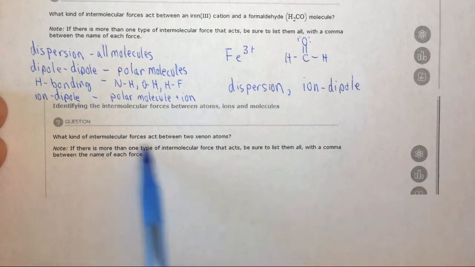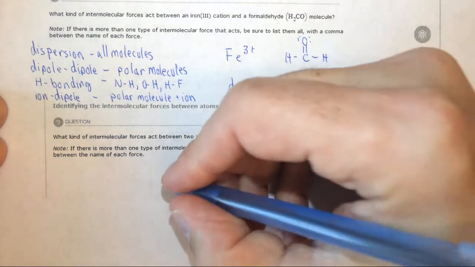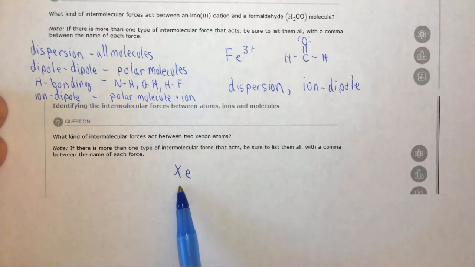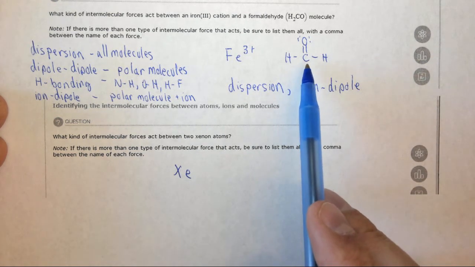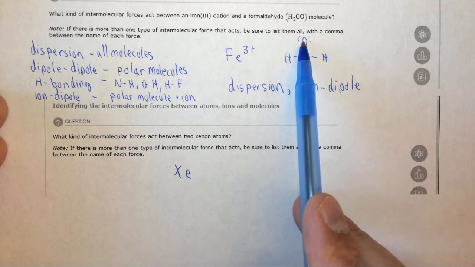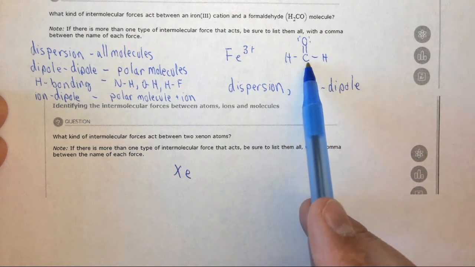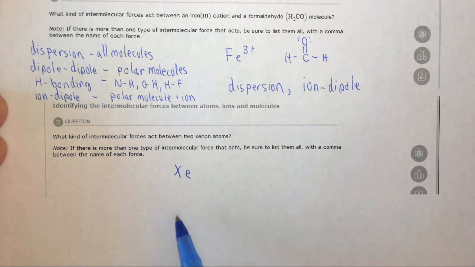In the next case, we're asked for the intermolecular forces acting between 2 xenon atoms. So we have Xe. Note that if an atom is not bonded to anything else, it can't possibly be polar. Note that the polarity comes from the difference in electronegativity. Oxygen is more electronegative than carbon, so this is partially negative and this is partially positive. In the case of xenon, it's not bonded to anything, so therefore it can't possibly be polar.